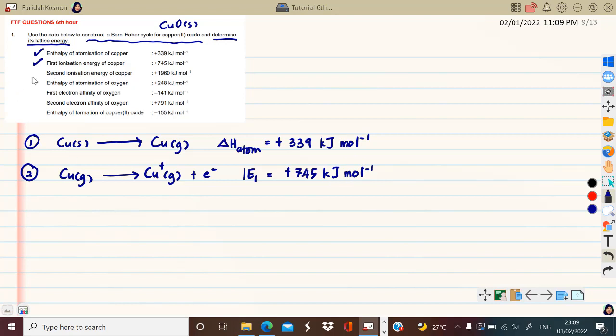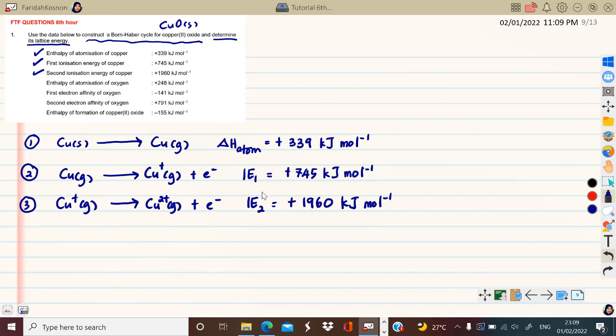Next, we have the second ionization energy of copper. Continuing from Cu+ gas, the copper plus gaseous ion removes another 1 mole of electrons and forms Cu2+ gas. This is the second ionization energy of copper, which is positive 1960 kilojoule per mole.